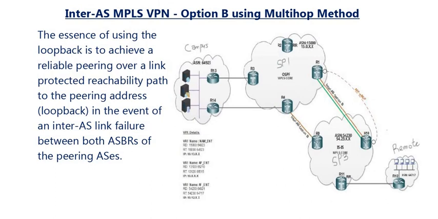And so here I'm just painting a scenario. The essence of using the loopback is to achieve a reliable peering over a link protected reachability path to the peering address, which is the loopback in this case, in the event of an inter-AS link failure between both ASBRs, explicitly explained in the previous slide, which is if one link here should fail, the other link is there to sustain that particular path. And EBGP in this case is not impacted because the loopback is learned over a redundant or a protected link.